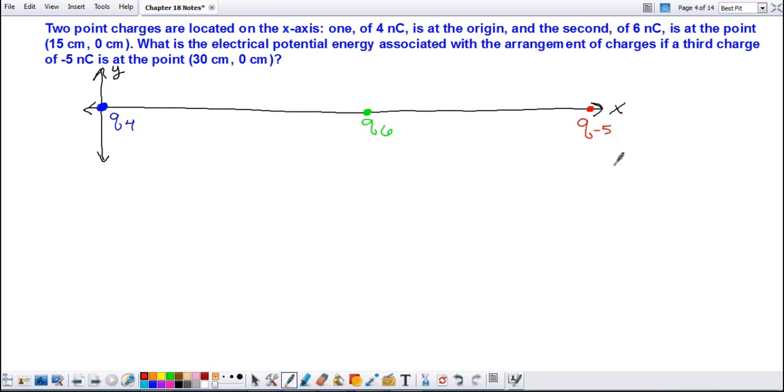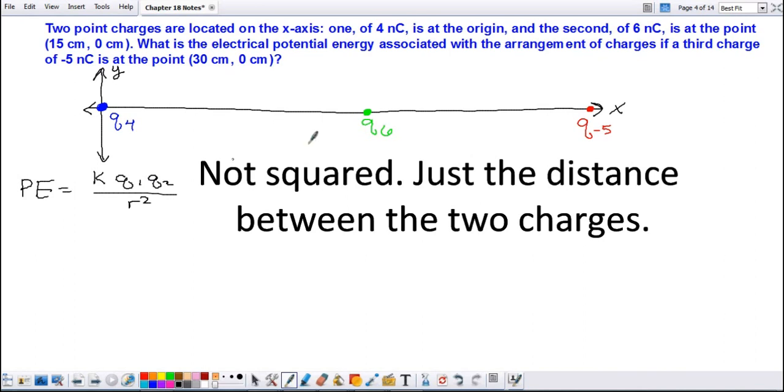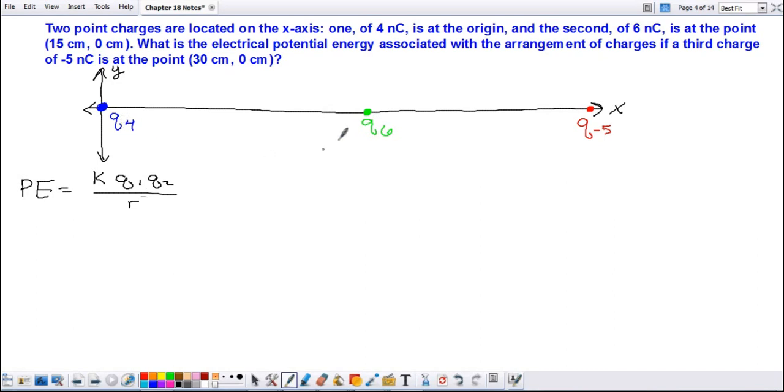And we want to know the electrical potential energy associated with the arrangement. Well, if I look at my electrical potential energy equations, I've got two. One of them is when you have two point charges: the electrical potential energy is equal to Coulomb's constant times charge 1 times charge 2 over the distance between the charges. I don't have an equation when there are 3 charges. What I have to do is find the electrical potential energy between these two, then between those two, and finally between the last two, and then add them all together. So we're going to go ahead and start.